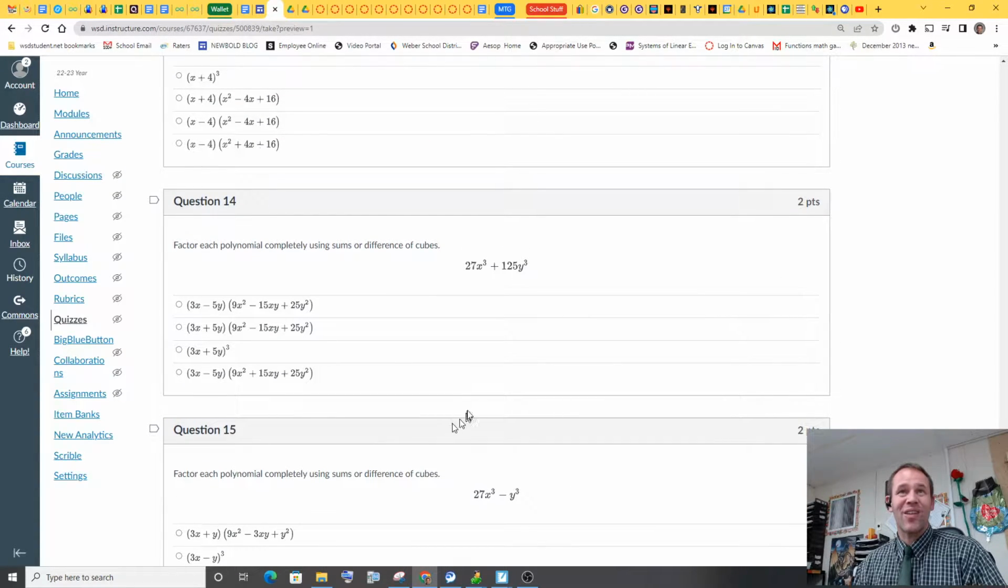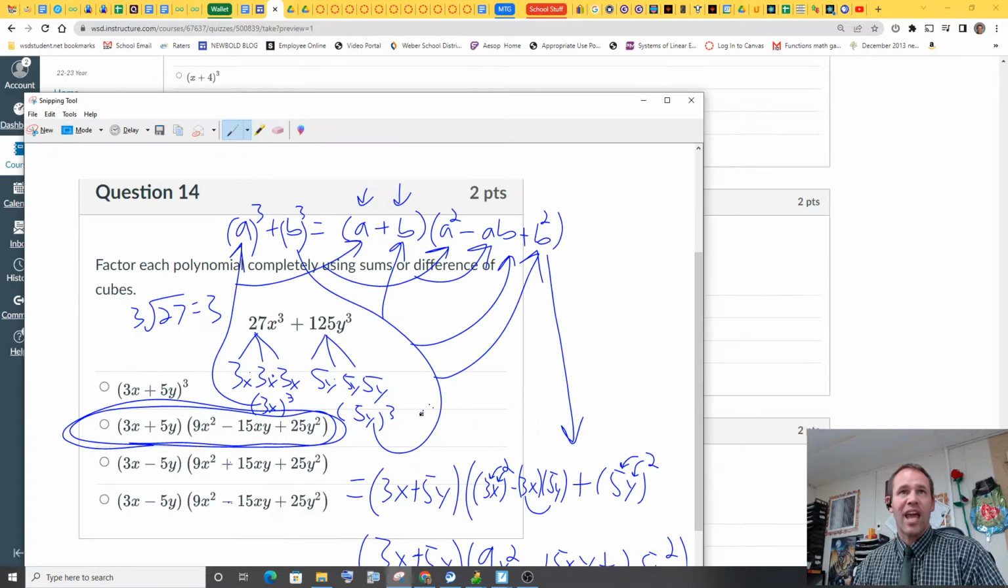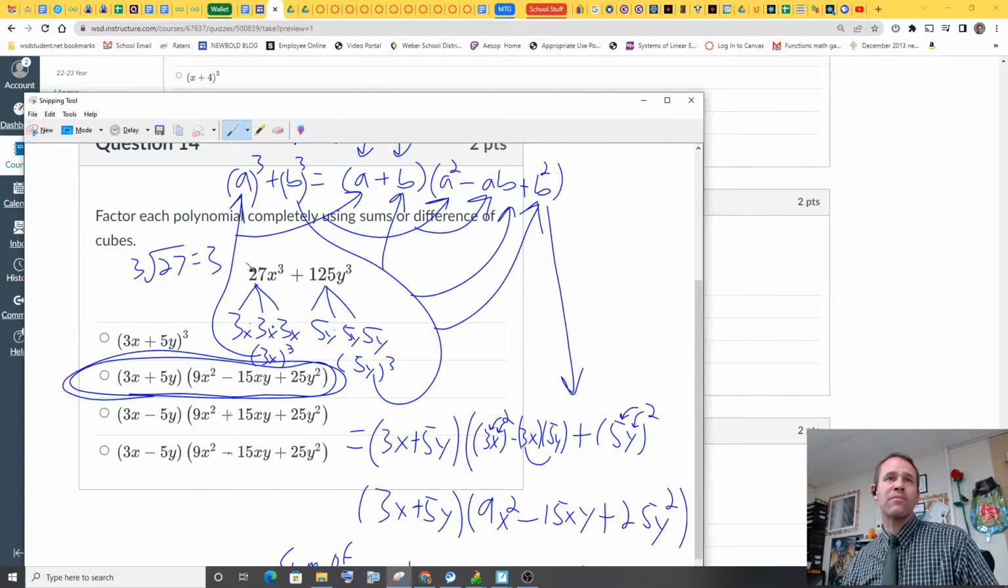So we're going to look at number 14. And there we go. That's going to be a sum of cubes. And here's all my work. This is called the formula for the sum of cubes. a cubed plus b cubed is equal to a plus b times a squared minus ab plus b squared. If you multiplied all that out, you'd get a cubed plus b cubed back again, because that minus thing makes things cancel. And so then you break the problem, 27x cubed plus 125y cubed.